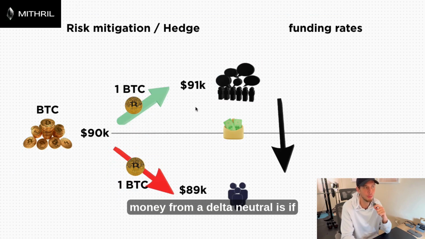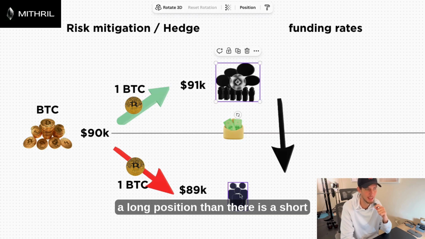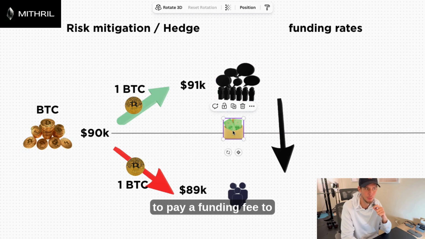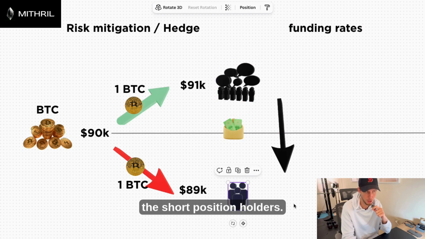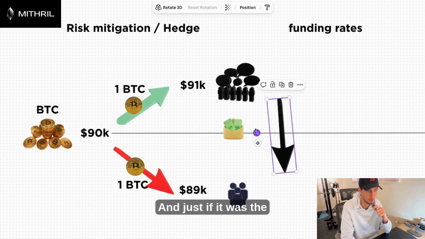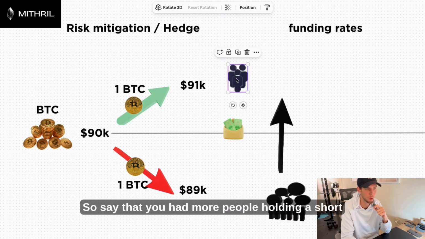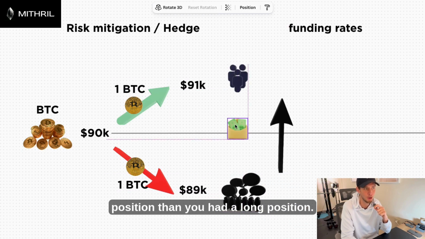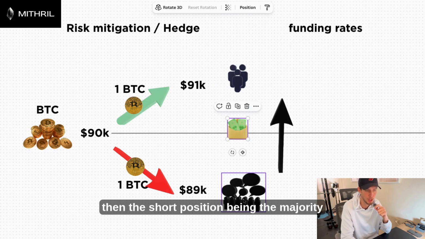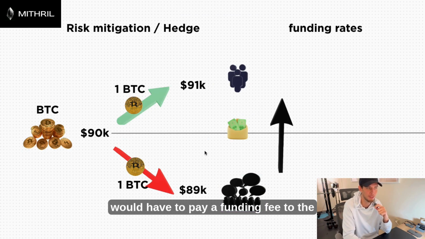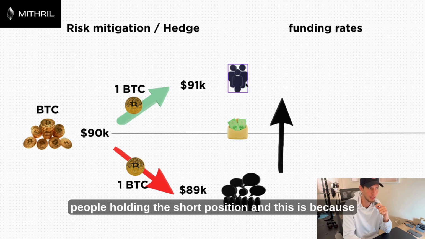How you earn money from a delta neutral is if there are more people holding a long position than a short position, then the long position holders need to pay a funding fee to the short position holders. And it works the same the other way around, right? Say you had more people holding a short position than a long position, then the short position holders, being the majority, would have to pay a funding fee to the people holding the long position.